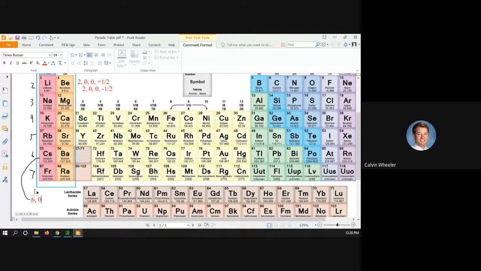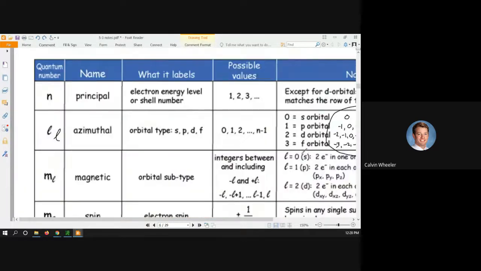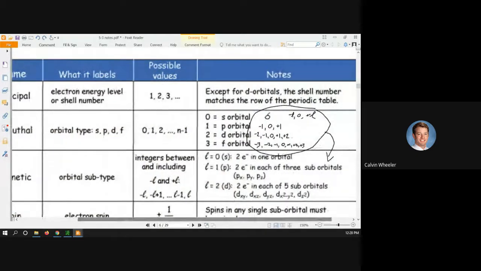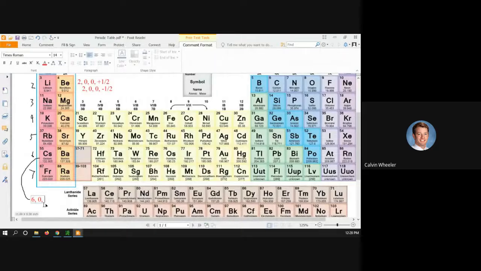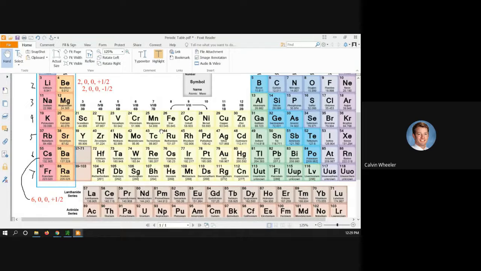The orientation has to be 0 also, because the orientation options for a 0 shape is just one, and that's 0 because it's a sphere. It's 3-dimensionally symmetrical. So 6, 0, 0. All of these first ones are the positive 1/2 spins, and all the second ones are the negative 1/2 spins. So if we're dealing with cesium, it's going to be positive 1/2. Please raise your hand if you had 6, 0, 0, positive 1/2. Okay, good.